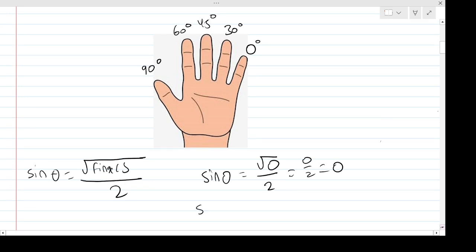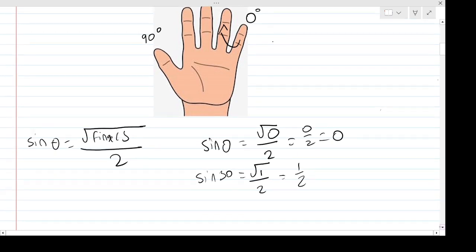If we then wanted sine 30, the next angle, well, to get from 0 to this finger, to 30, we'd have to move one finger, okay? So that'd be root 1 over 2. And root 1 is just 1, so we get a half. So therefore sine 30 is indeed a half. Then if we wanted sine 45, I'll do that here.